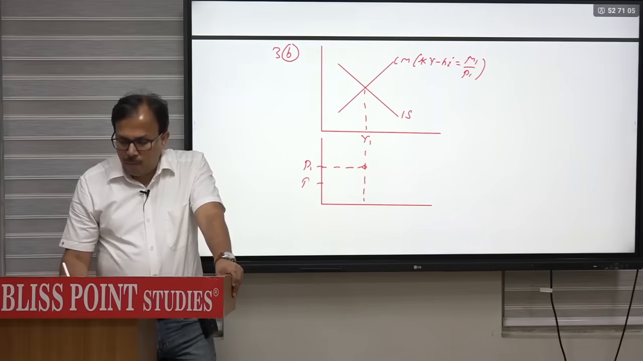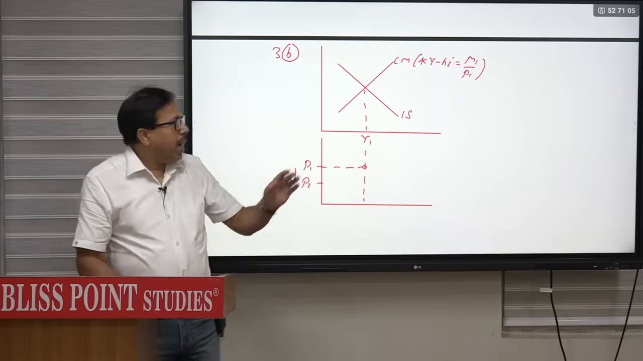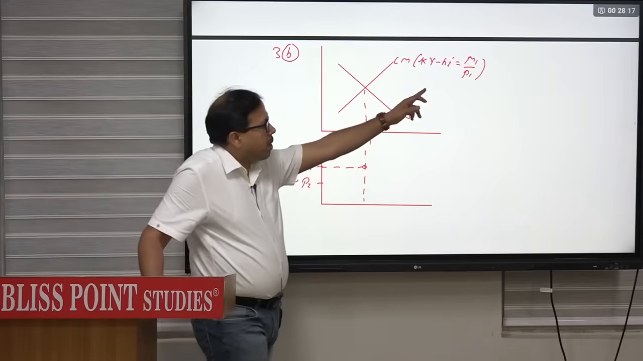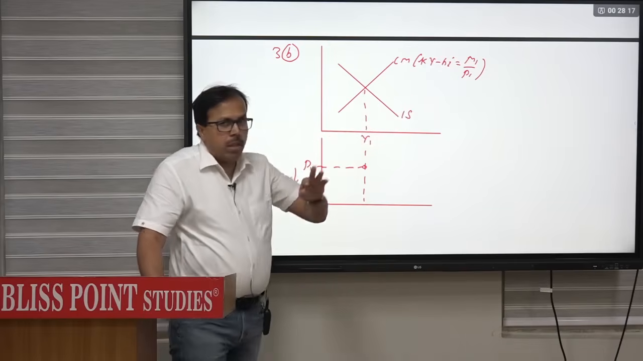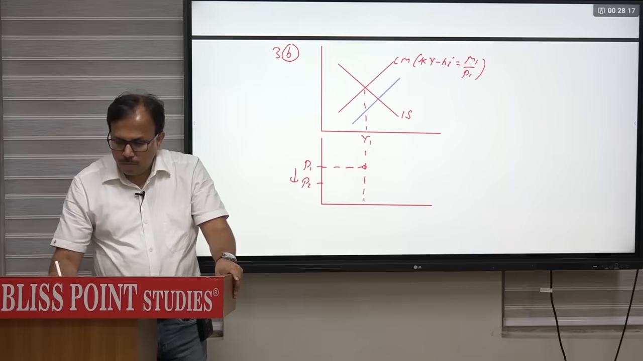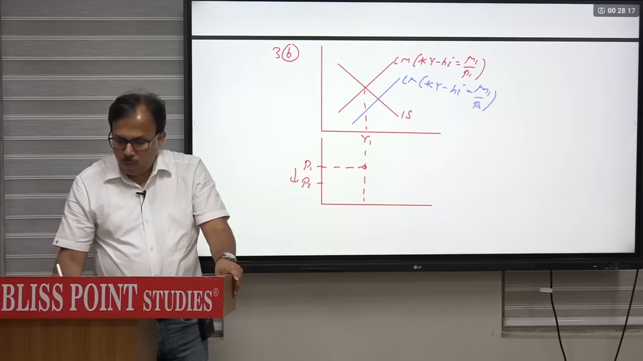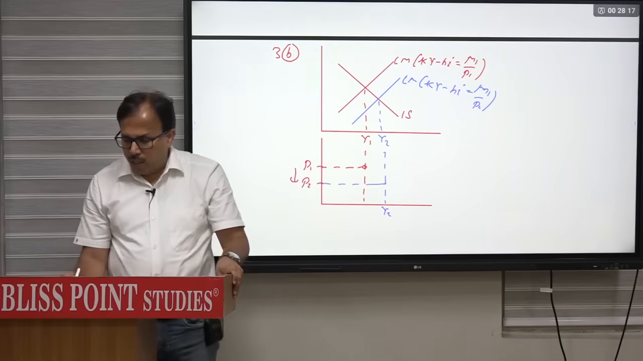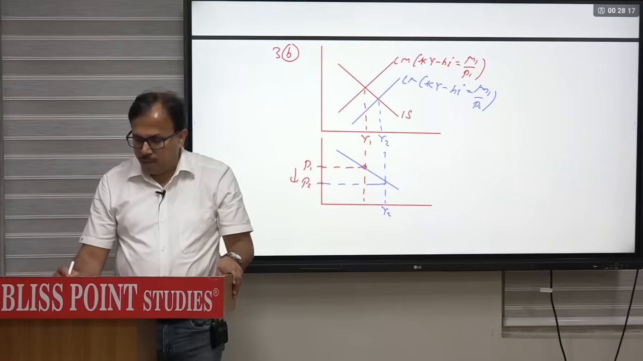As price decreases from p1 to p2, LM curve will shift to the right because real money supply will increase. ये price अगर कम कर रहे हैं p, with given money real money supply will increase and LM curve will shift to the right. This is based upon ky minus hi equal to m upon p2. Rate of interest will fall, investment will increase, income will increase. So we have different income at a lower price, and by joining such points you get Keynesian aggregate demand curve.